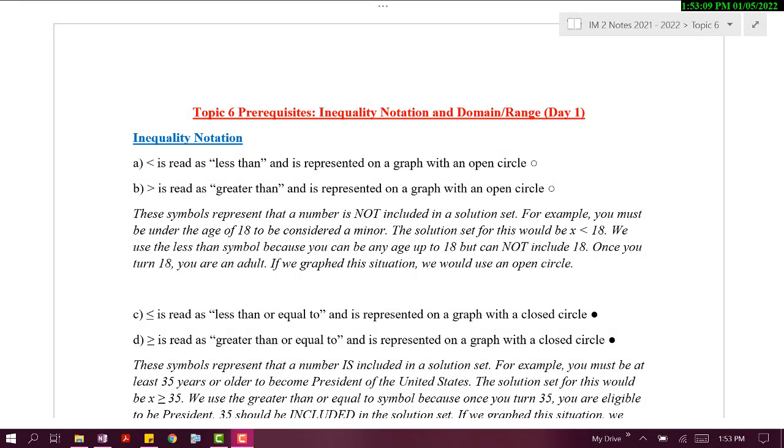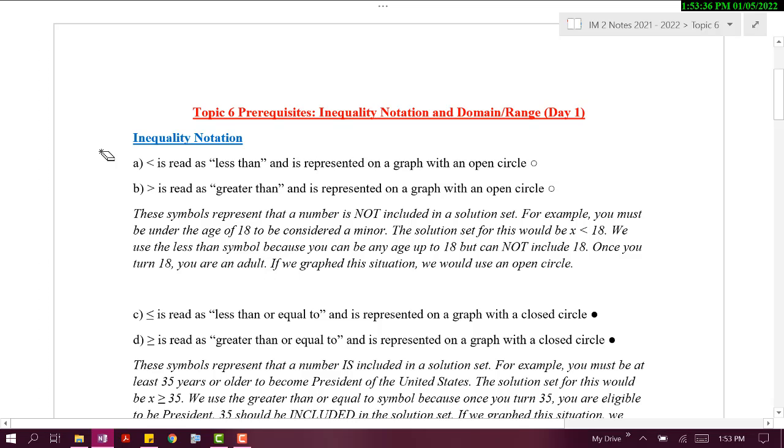Let's talk about topic 6, prerequisites, just the beginning stuff that we need to get into before the crux of our unit. Inequality notation. We need to know how these are read. Some of us get this, some of us don't, but if it kind of looks like an L, like this first one, it's less than, and greater than would be the other way.